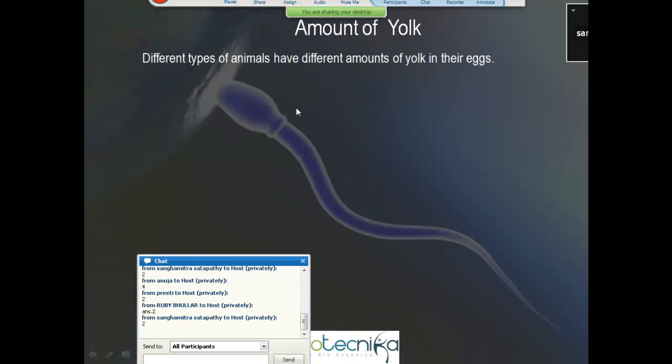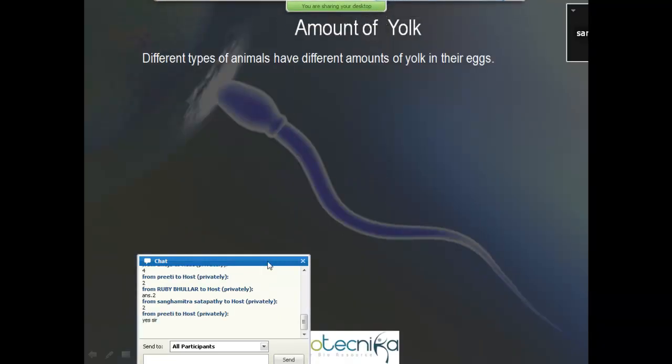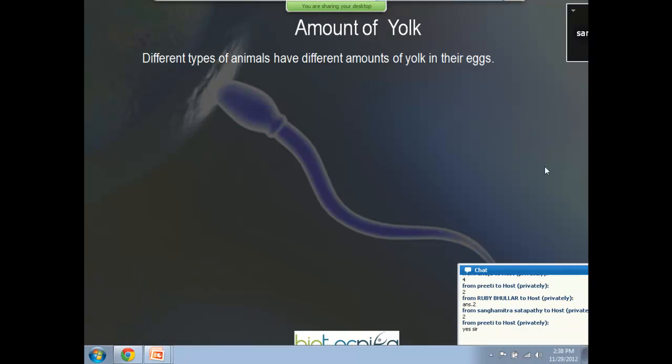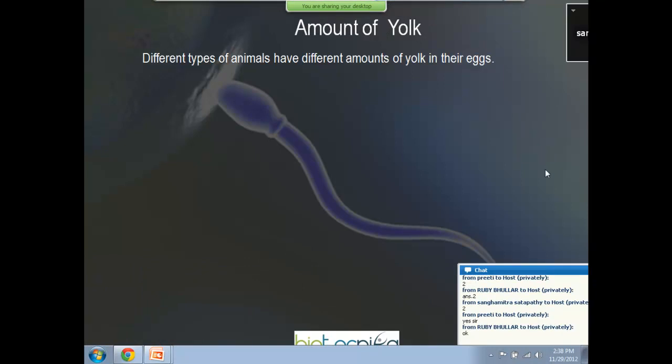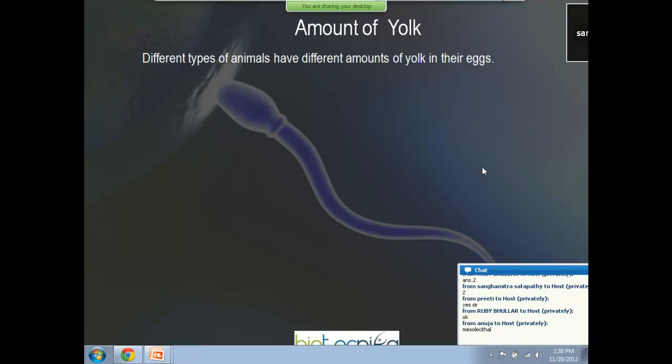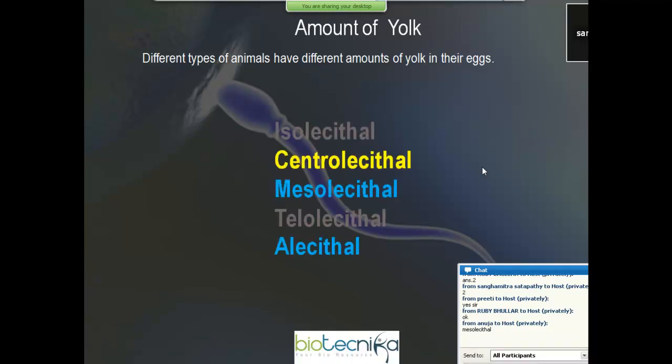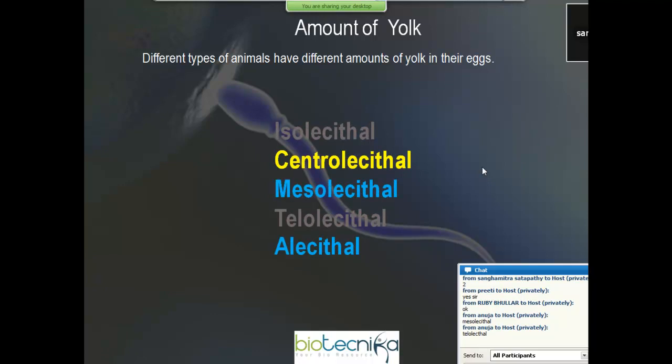Okay, next one. I want to refresh about the amount of yolk. What are the different types of eggs classified based on the amount of yolk? Isolecithal, centrolecithal, mesolecithal, telolecithal, and then alecithal.